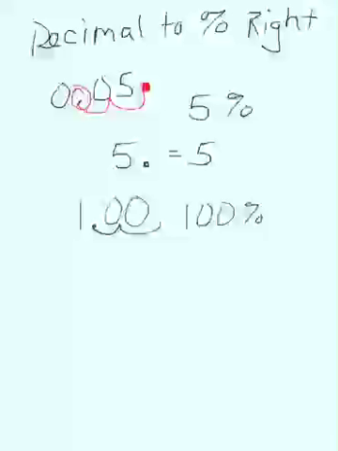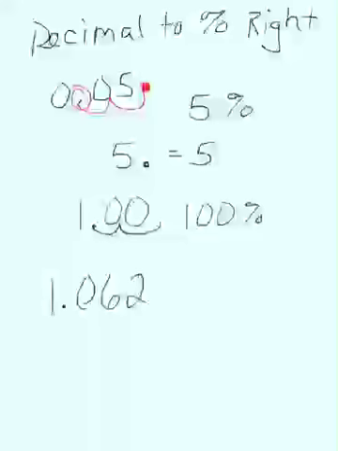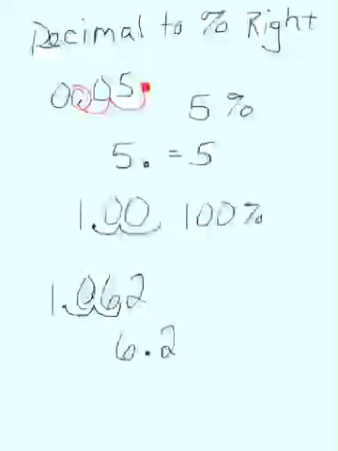For practice A, I want you to write 1.062. That's a 0. Yeah, it doesn't look like one. It's a 0. It's a decimal now, correct? How do we change it to a percent? 1, 2. I will have 6.2%.